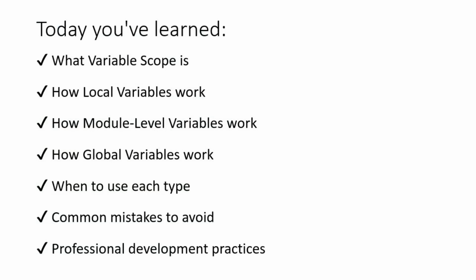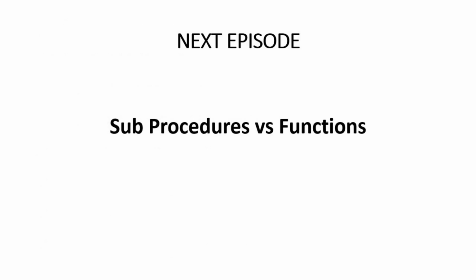Today you've learned what variable scope is, how local variables work, how module level variables work, how global variables work, when to use each type, common mistakes to avoid, and professional development practices. Understanding scope is one of the key skills that separates VBA developers from VBA users. Because as your project grows, managing information becomes just as important as writing code. In the next episode, we will look at sub procedures and functions.